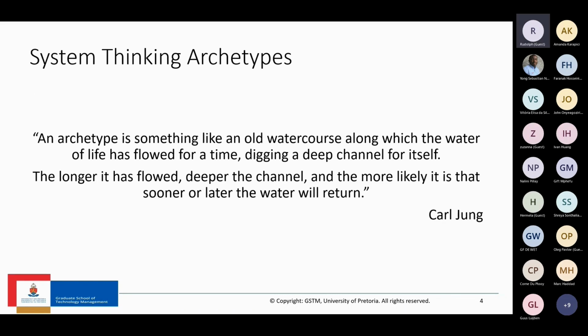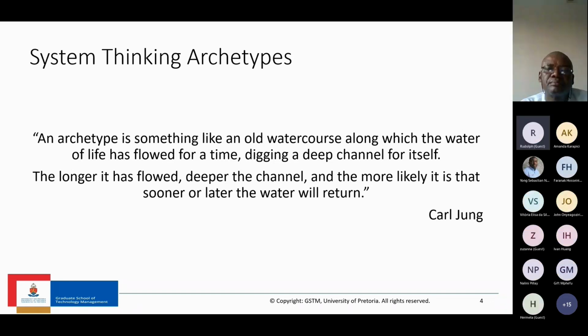So if you look at what is the definition of an archetype, archetypes originally come from the personality and psychology type fields, and was defined by Carl Jung as something like an old watercourse along which the water of life has flowed for a time, digging a deep channel for itself. And the longer it has flowed, the deeper the channel, and the more likely that sooner or later the water will return. So in essence, they are the standard things that have been etched out in life. There are certain behaviors within complex systems that tend to repeat themselves.